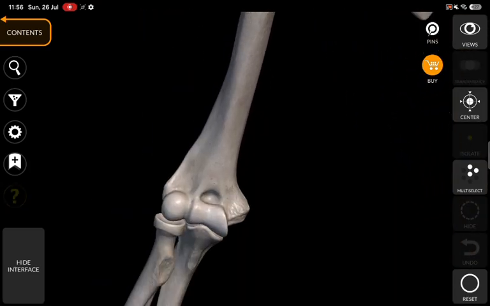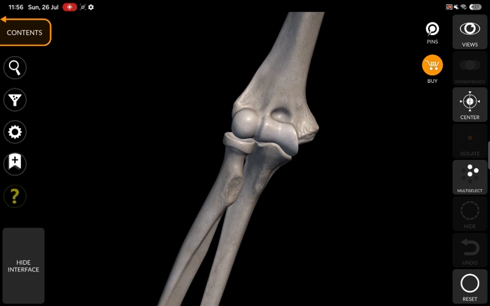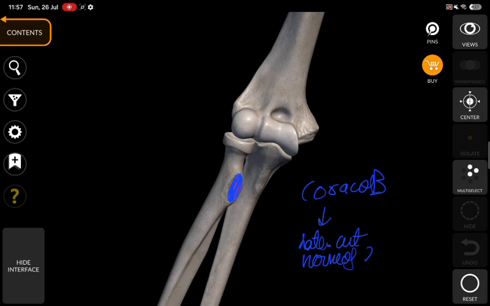Then it inserts on the radial tuberosity. Okay. Now for the biceps brachii, we should know that the anterior compartment of the arm is usually supplied by the musculocutaneous nerve, and it pierces the coracobrachialis muscle, right? And terminates as the lateral cutaneous nerve of the forearm. All right.